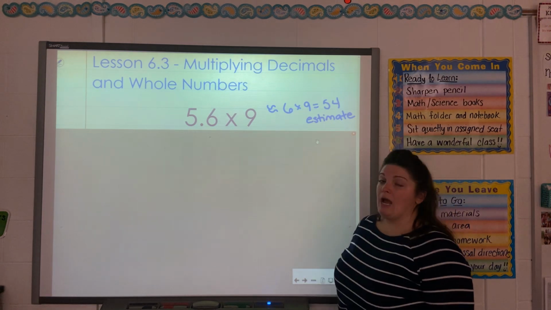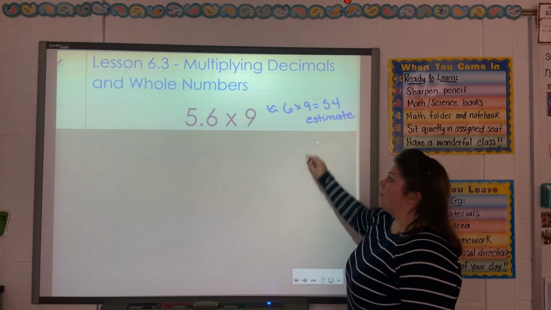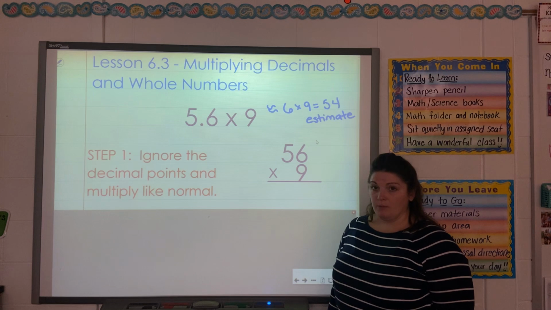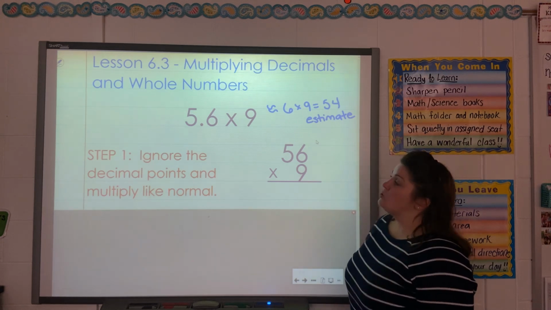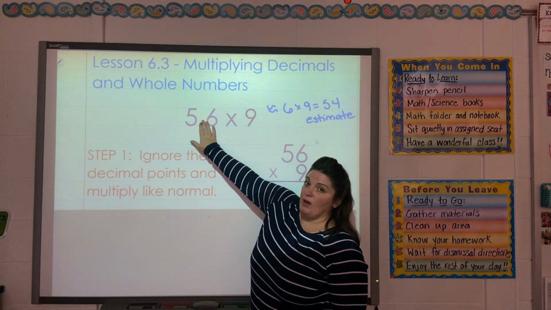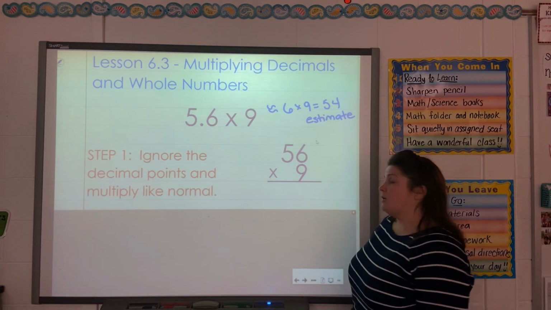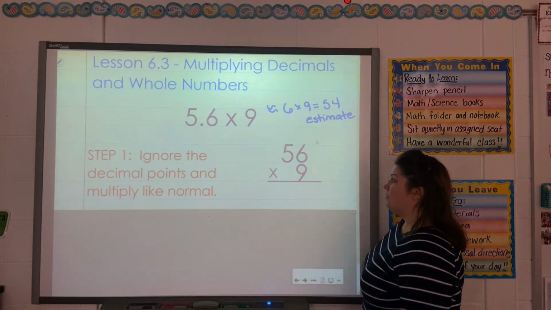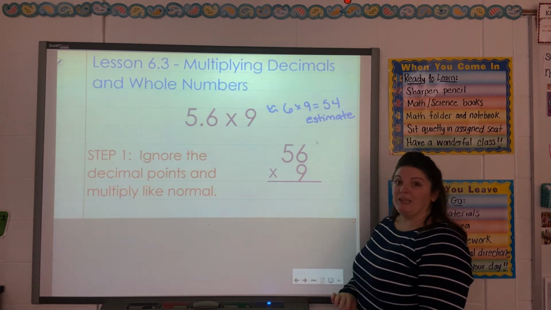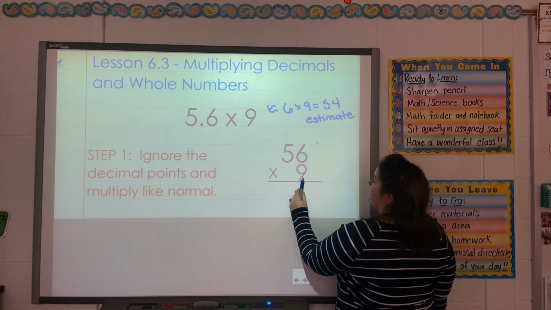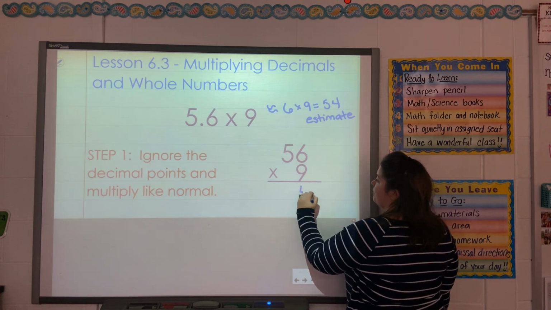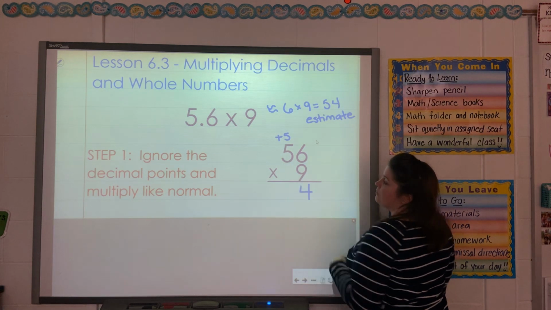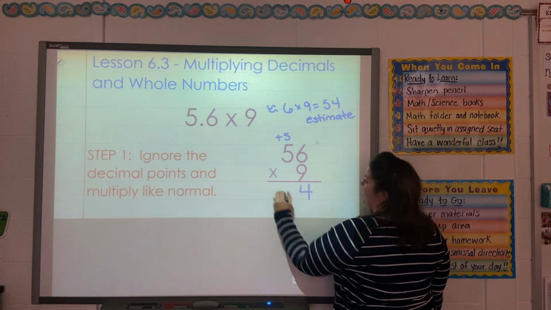Now let's talk about how we actually multiply this. Our first step is to completely ignore the decimal point and multiply like normal. So if I remove the decimal point from 5 6/10, it just becomes 56. And 9, we didn't have any parts, so it's just 9 still. Now I'm going to multiply like normal. 9 times 6 is 54. 9 times 5 is 45, plus 5 is 50.